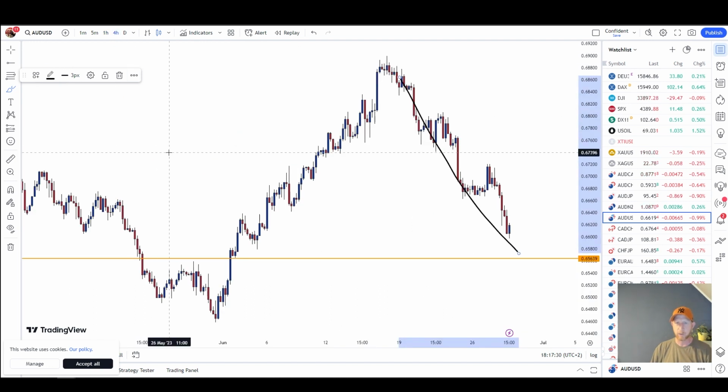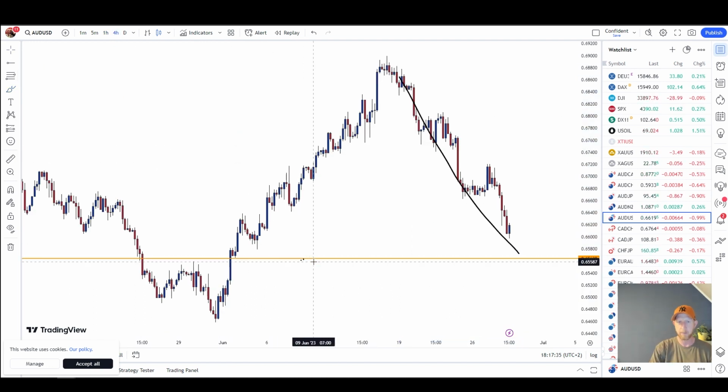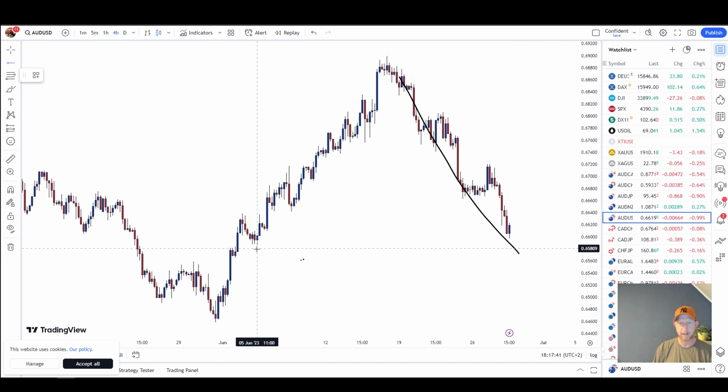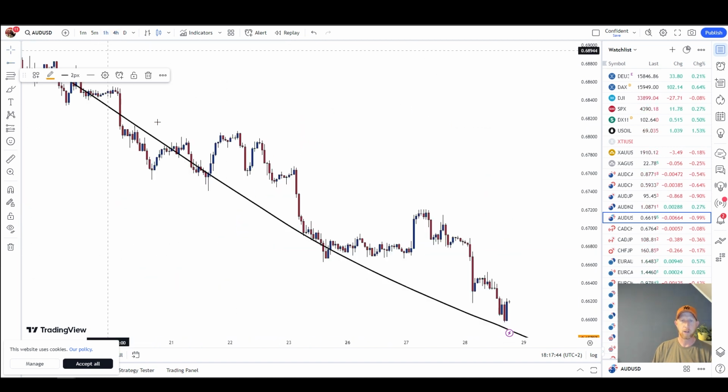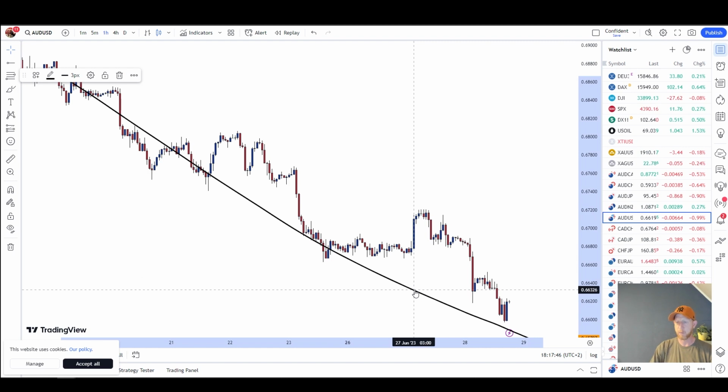Let's even just look to see what we got. That's an old line from before. Let's just get rid of that line. Goodbye line. I would consider maybe something right here. That's a nice 4-hour level. But it's still got a little ways to go before it gets down to there.